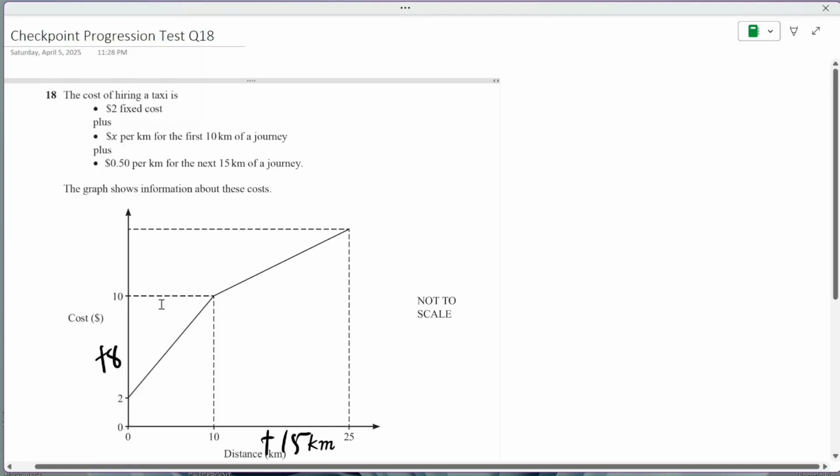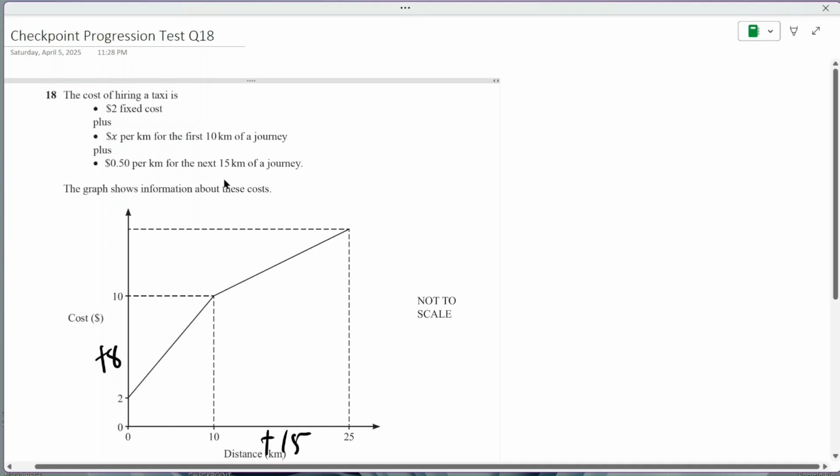Now, to get the total cost, we need to know the exact amount he paid for the next 15 kilometers. We have the fixed price he had to pay of $2. We have the amount he paid for the first 10 kilometers, which is $8, and 2 plus 8 gives us 10. We need to know the exact amount he paid for the next 15 kilometers traveled. We're given the rate at $0.50 per kilometer.